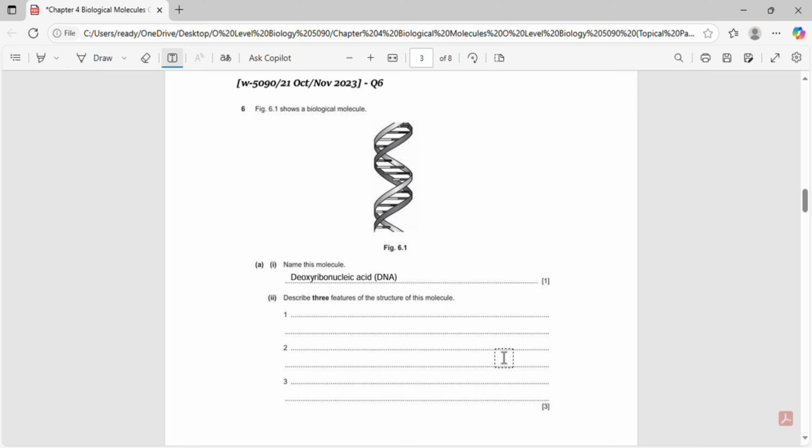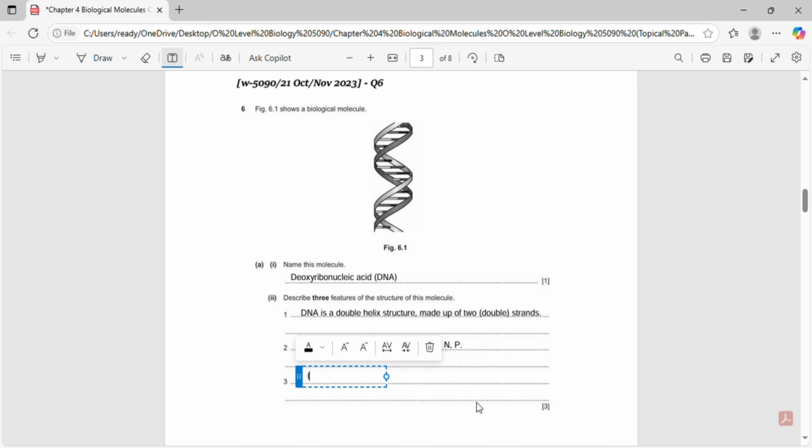Next, they ask us to describe 3 features of the structure of this molecule. Let's think this through. Firstly, DNA has a double helix structure, which means it looks like a twisted ladder. It is made up of 2 strands. We call these 2 polynucleotide chains, coiled around each other. That's the first feature. Secondly, DNA is composed of elements such as carbon, hydrogen, oxygen, nitrogen, and phosphorus. These elements form both the sugar phosphate backbone and the nitrogenous bases of the molecule.